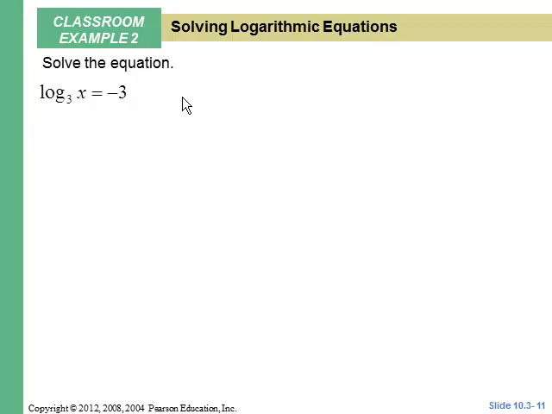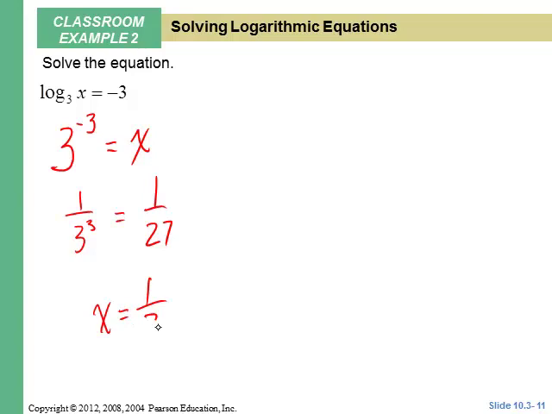All right, so let's look at this example, and we're supposed to solve this equation. In other words, 3 to the negative third is what number? Well, 3 to the negative third is 1/3 to the third, which is 1/27. So x is 1/27.